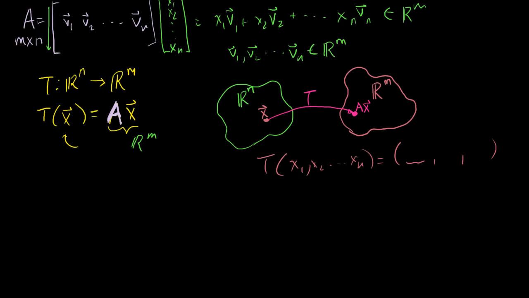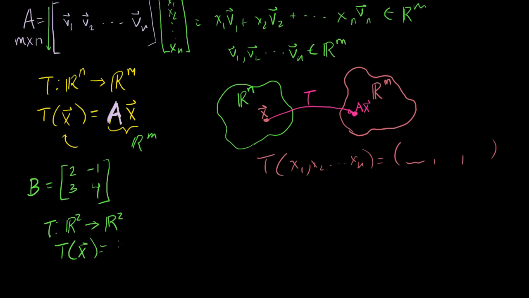Let's say I have my matrix B, and it is a fairly simple matrix: 2, -1, 3, and 4. And I define some transformation T that goes from R2 to R2, and I define T of some vector x to be equal to this matrix B times that vector x. Now what would that equal? Well, the matrix is right there: 2, -1, 3, and 4, times the vector x1, x2.